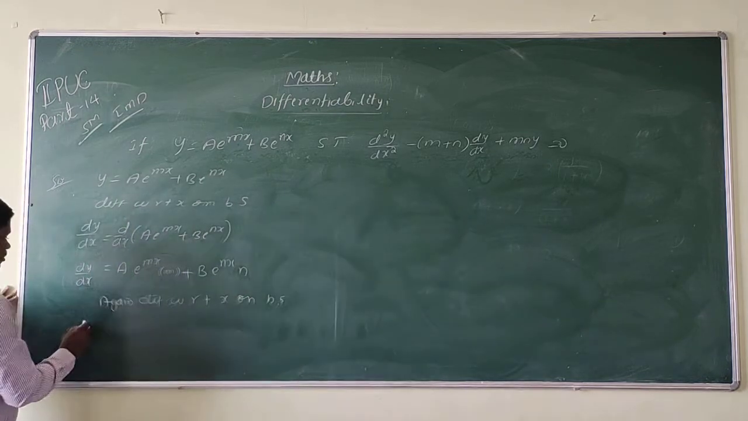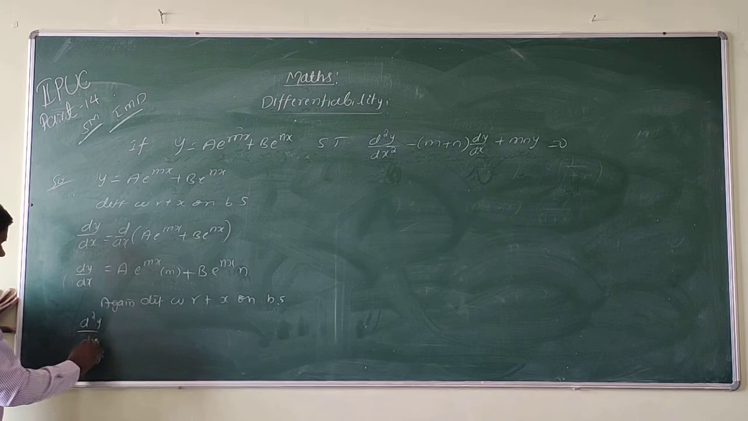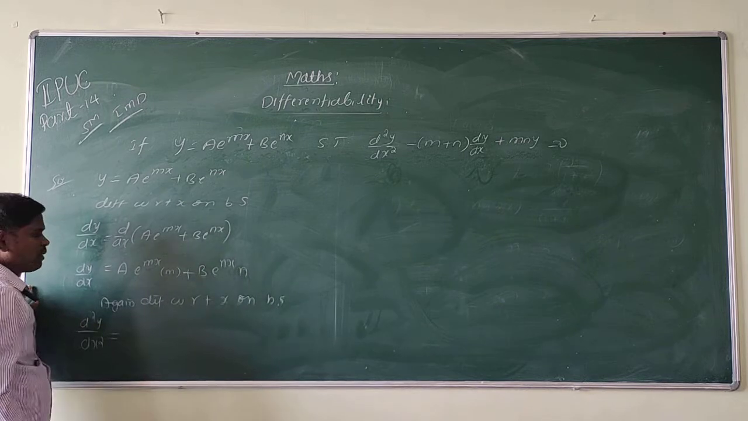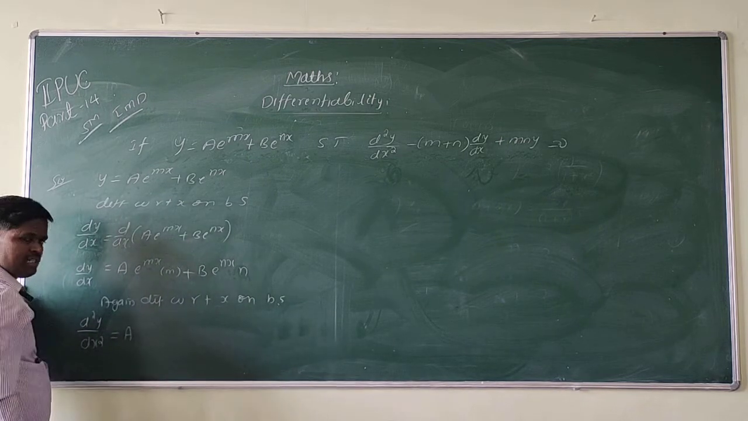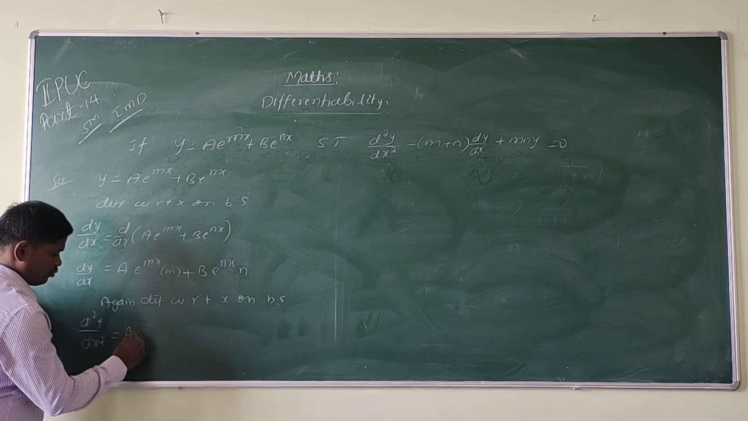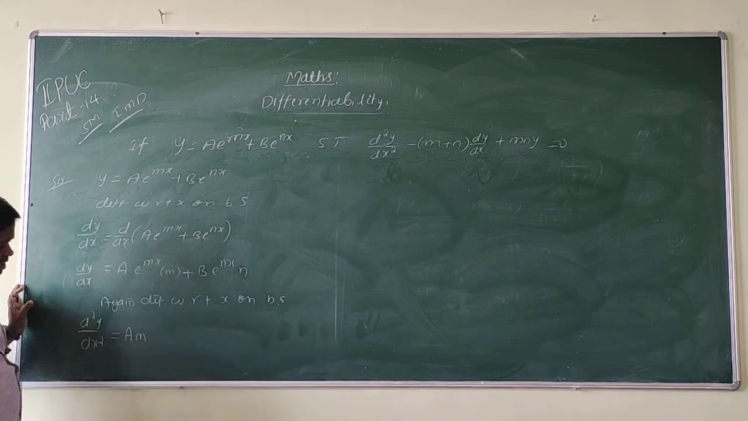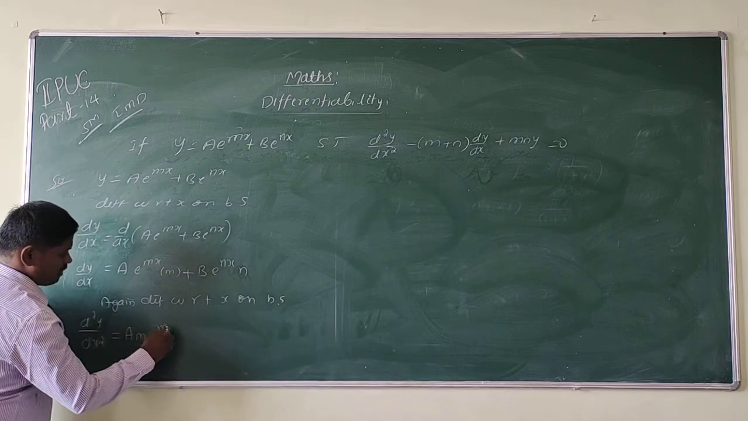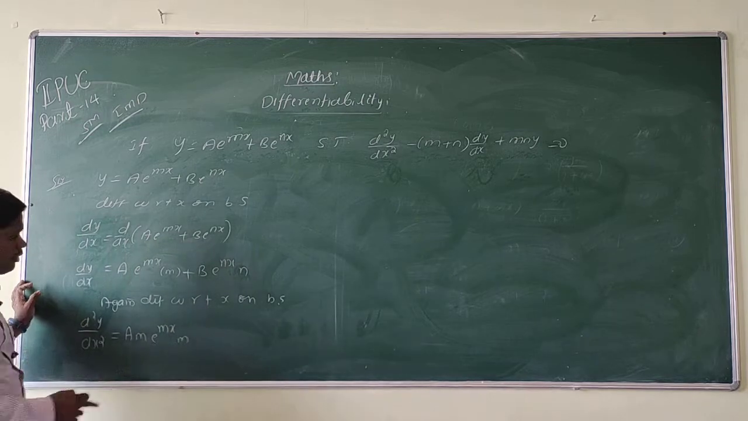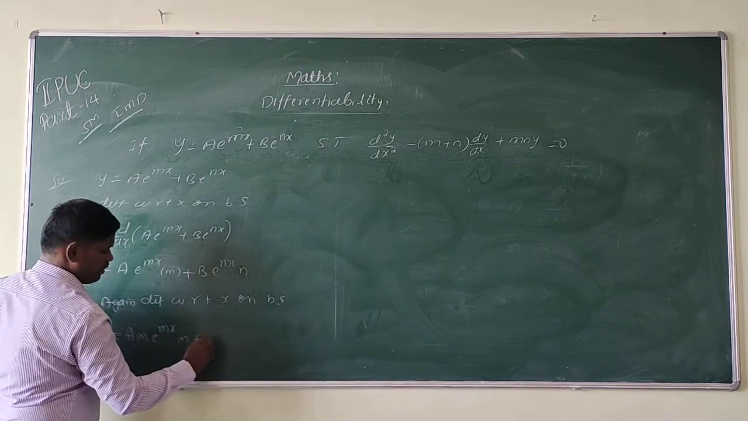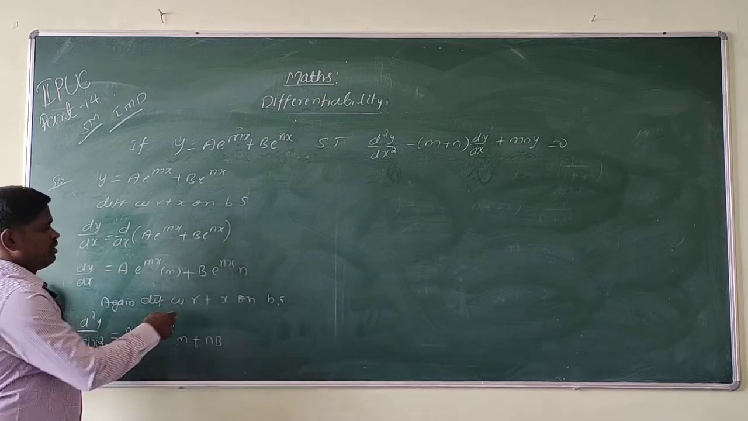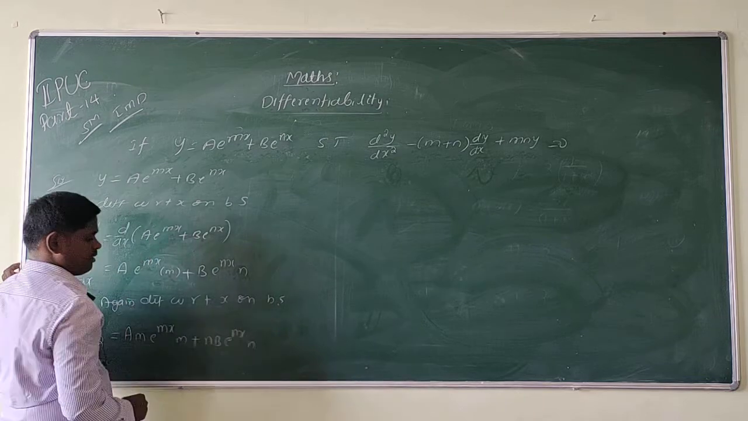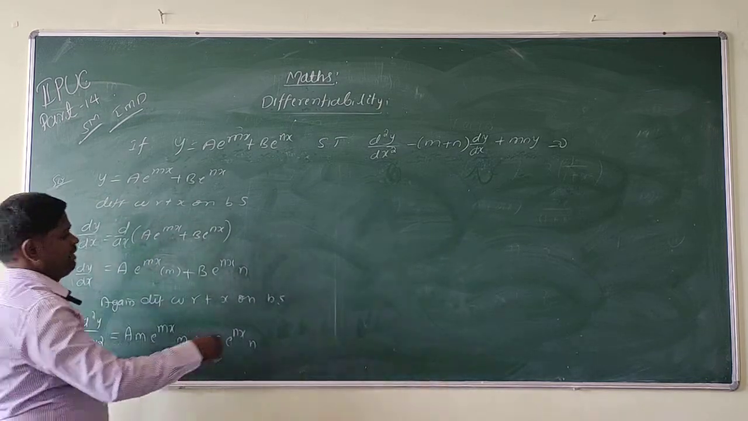So then we get d square y by dx square is equal to, so separately we are going to differentiate these terms because it is a sum of two terms. Here a and m are constants, so I am writing them as they are. The differentiation of e to the power of mx is e to the power of mx into m. Similarly, n into b is constant, so take it outside. The differentiation of e to the power of nx is e to the power of nx into the internal term, that is n.